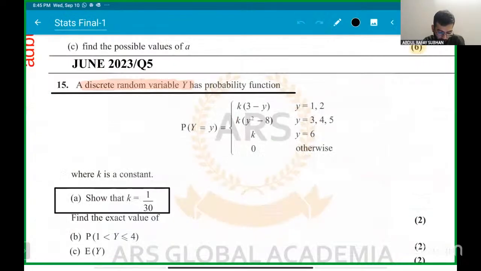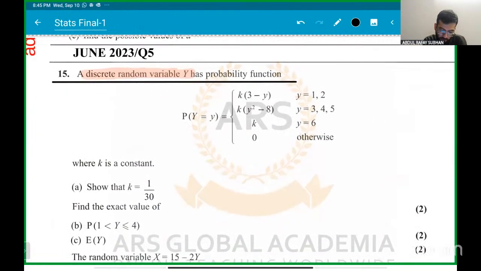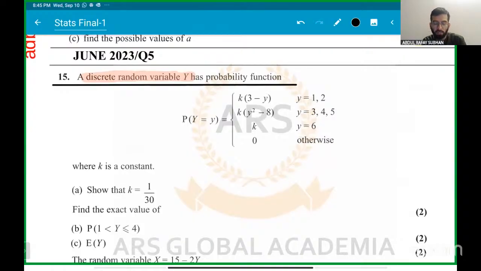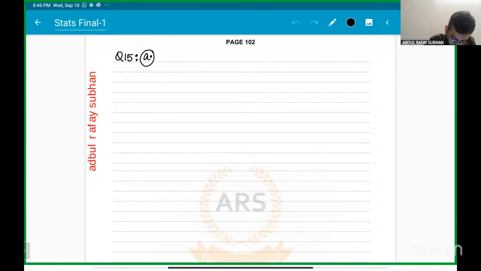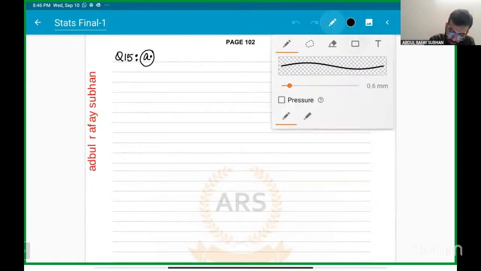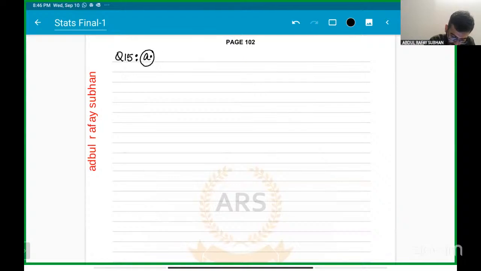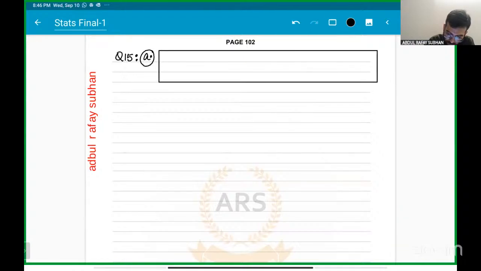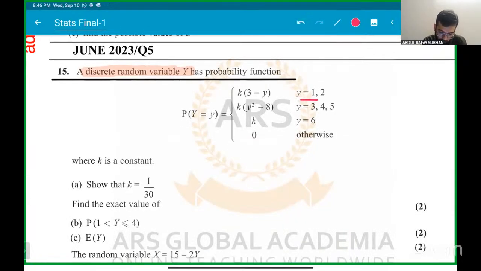So just substitute: when the y value is 1, it will be k times (3 minus 1). Let's make a box which will help us better for the whole question. So the box is there and we have the y values and the probability of y. When the y value is 1, the probability will come out as 3 minus 1 is 2, 2 times k.